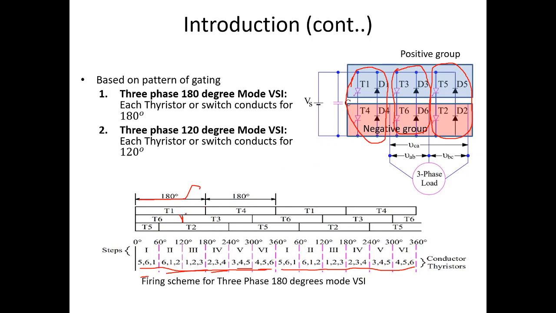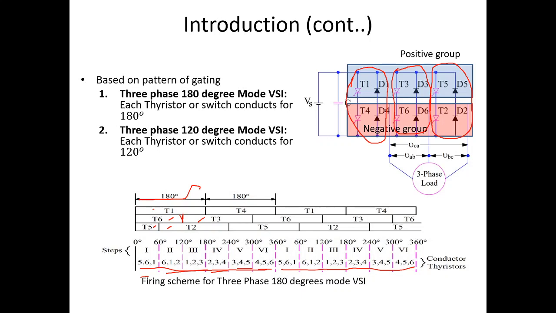You can see in phase B also, when 6 is conducting, 3 is off, and when 3 is conducting, 6 is off. Similarly in phase C, switches 5 and 2 are not conducting simultaneously. In each arm, the switches conduct for 180 degrees: in a total 360 degree cycle, 180 degrees for the top switch and 180 degrees for the bottom switch of each phase. So this is the gating pattern of a 180 degree mode voltage source inverter.